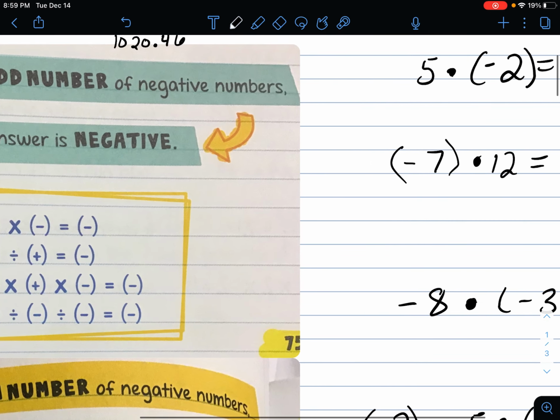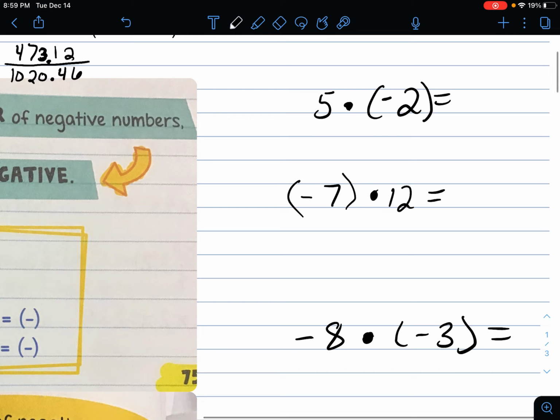So come over here. You've got 5 times a negative 2. There is one negative number. Therefore, the outcome is going to be negative. However, you're still going to treat this just like 5 times 2. Your outcome is just going to be negative. So 5 times negative 2 is just going to be negative 10. The next one, negative 7 times 12. Once again, one negative. The outcome is going to be negative. So 7 times 12 is going to give you negative 84.